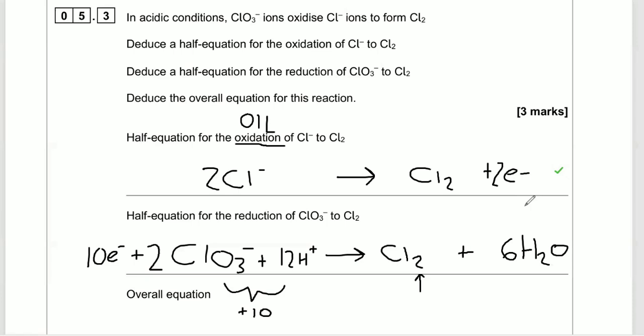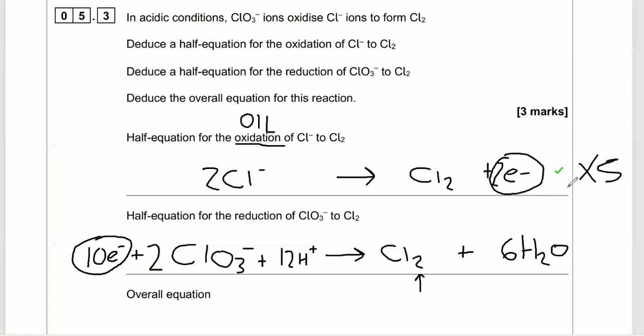Now we're going to need to put this together to write the overall equation. Again, this is skill based. So how do we do that? Well, we're going to combine the two equations, but we look particularly with half equations at the electrons. I've got 10 electrons on the bottom half equation and 2 there. This tells you the ratio. So I need to times everything up here by 5 so that we get the ratios to 1 to 1. And that's what you do with the half equations.